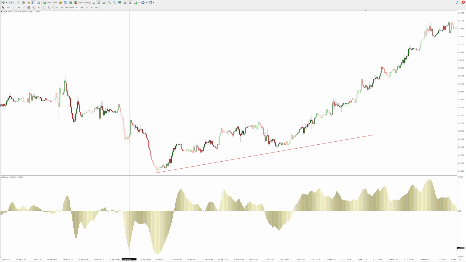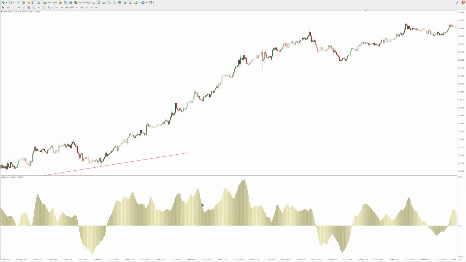Like here, for example, you wouldn't have sold there. Wait for this pullback and then sell. You could have sold then on the breakout. Okay, there instead.